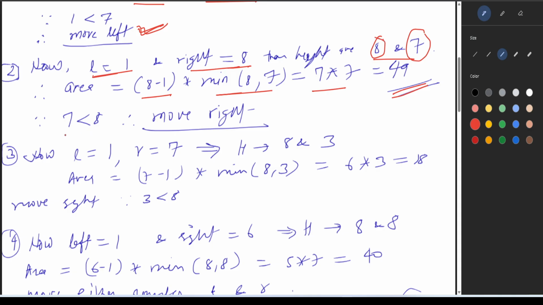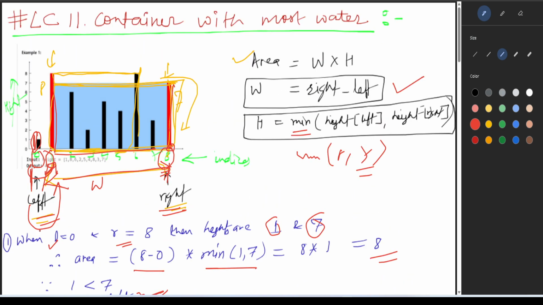So what is the minimum? So 7 is less than 8. It means we have to move the right. So this time we will not move the left, we have to move the right in this side. So right will move to here. So now you are choosing this height, okay, and this height we have.